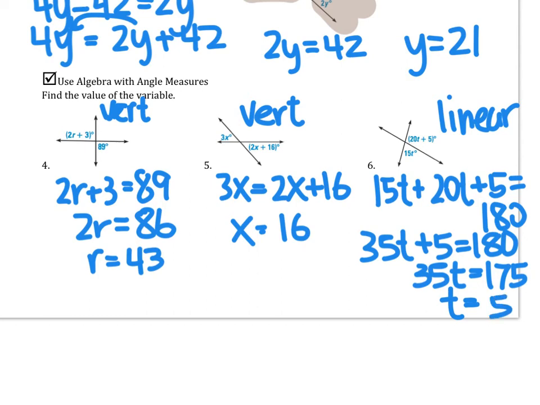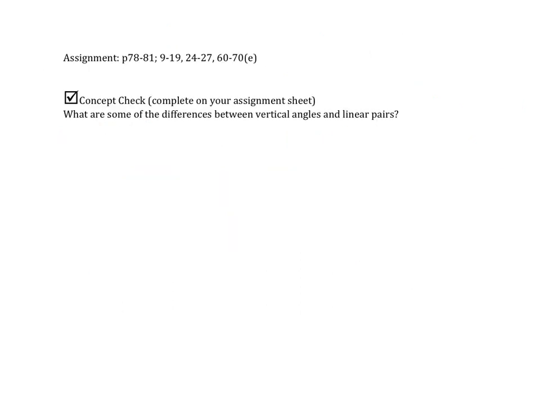You should check your answers with what I have written down. The first two are both vertical angles. Vertical angles are congruent, so you set them equal to each other. And the last one, as you can see, they are side by side. When they're side by side like that, then they are a linear pair, so that means they're supplementary. They add up to 180. Again, any questions? You want to make sure that you ask me about it in class.